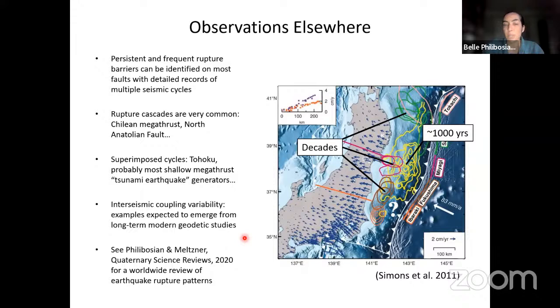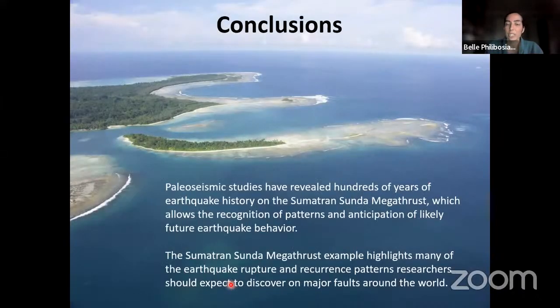And if you'd like to see more examples of this, Aaron Meltzer and I wrote a review paper that did a worldwide review of earthquake rupture patterns, which has many more examples. So in conclusion, our paleoseismic studies have revealed hundreds of years of earthquake history, which allows the recognition of patterns and the anticipation of likely future earthquake behavior on the Sumatran Sunda megathrust. And this example highlights many of the earthquake rupture and recurrence patterns that researchers are discovering and should expect to discover in the future on other major faults around the world.